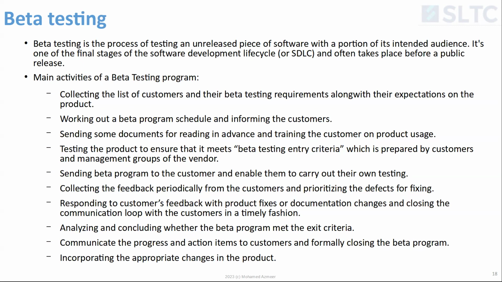So what are the activities we will need for beta testing? Collecting the list of customers and their beta testing requirements. So you don't just give it to everyone. This is not a public release, by the way. You need to record who's getting the software. You may do it electronically through a form or something, and then work out a beta program schedule and inform the customer. So we also need to tell the customers, look, our beta version 1 is releasing on July 1st, and it'll be obsolete by the 30th of July. So it's a period of time.